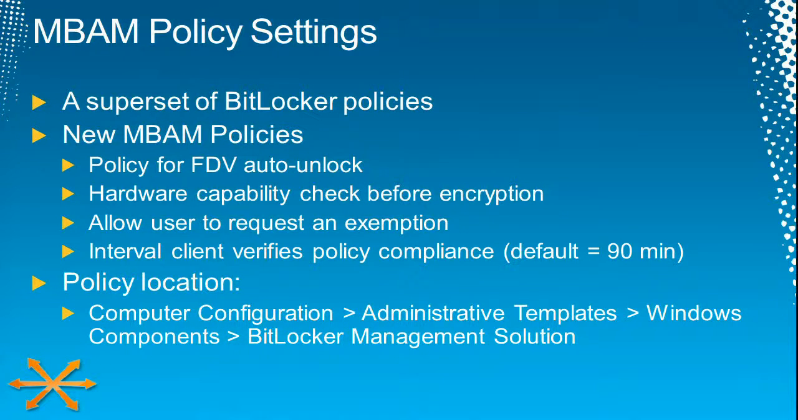The ability to check hardware capability. If you've got older hardware, I'll talk about it in the next slide. If you want to make sure that this hardware is capable, you can define that through policy to make sure it checks for that before the encryption process even starts. You can allow users to request an exemption. And we also have simply the interval: how frequently that agent is going to be running and checking to see, am I encrypted, or how frequently it is reporting to the server to say, here's my status, I'm encrypted, here's my protector, and that sort of information. So we've got all that control.